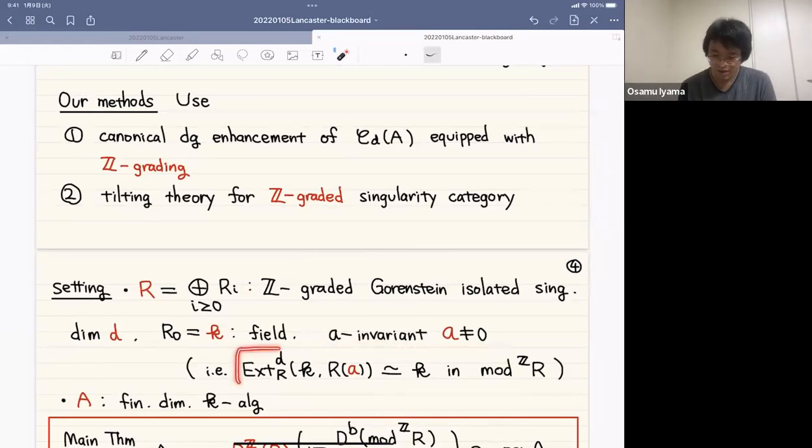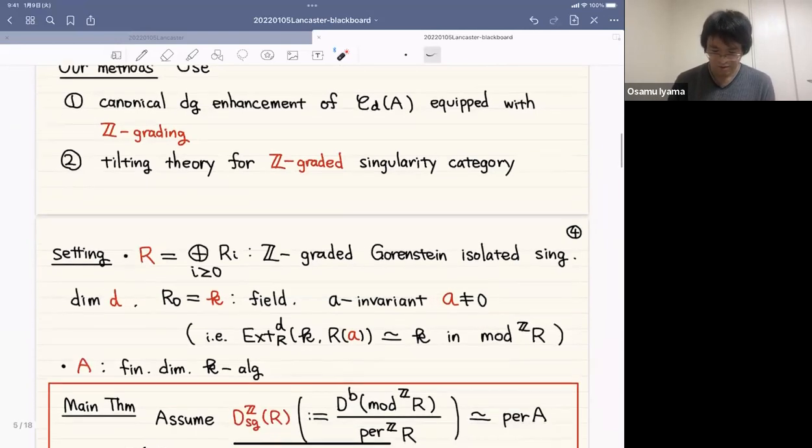For a graded Gorenstein ring, there is one important homological invariant, the so-called a-invariant. It is defined by this isomorphism. For an arbitrary Gorenstein ring, the extension group from the simple module to the ring is again simple. If we regard this extension group and K as graded modules, then there is a difference of degree, and this difference is the definition of the a-invariant. This invariant is an important notion.